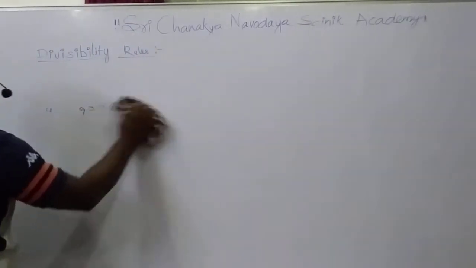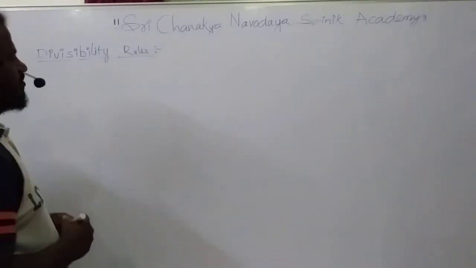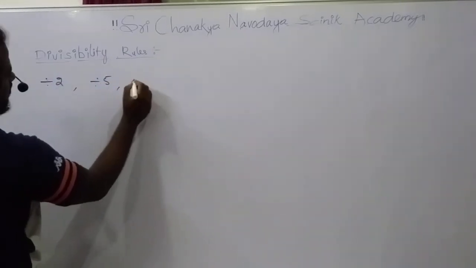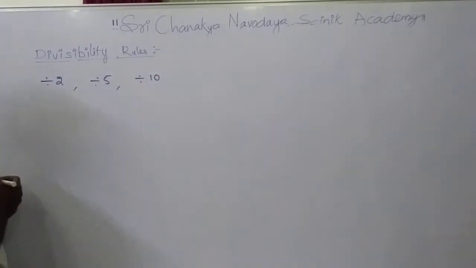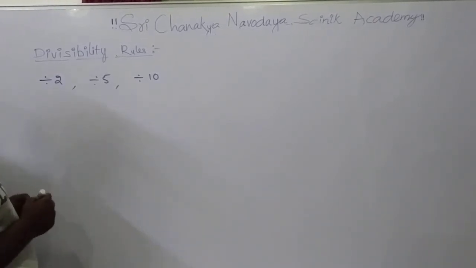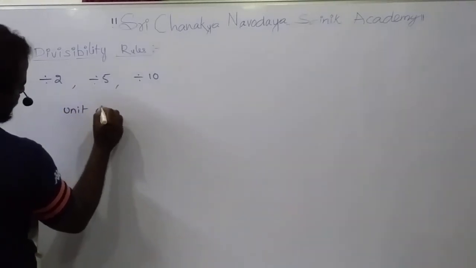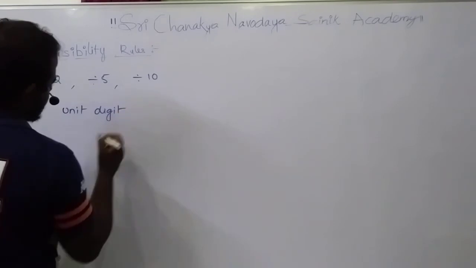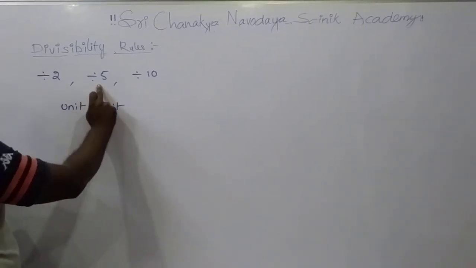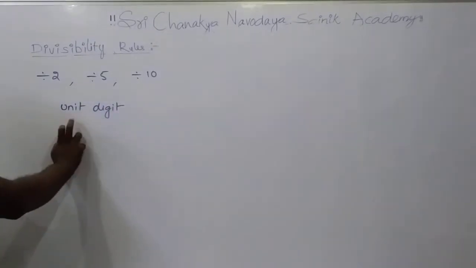In the divisibility rules we discussed till now, we have some similarities between some rules. For example, divisibility by 2, divisibility by 5, and divisibility by 10. The common similarity in these 3 rules is the unit digit. Divisibility by 2 checks the unit digit, divisibility by 5 also checks the unit digit, and divisibility by 10 also checks the unit digit.